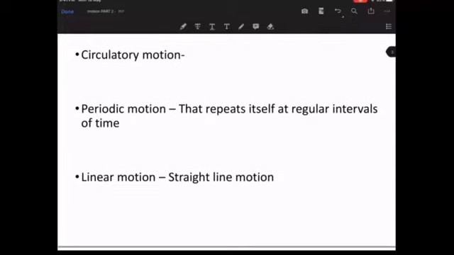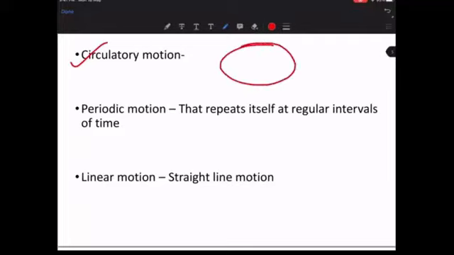Fine? Now let's also go over some of the terms that you may come across while going through the chapter. There are various types of motion that you are going to study. The first type of motion is circulatory motion. What is circulatory motion? Any object when it goes around a circle is said to be in circular motion. Simply, any object moving in a circle is in circulatory motion.